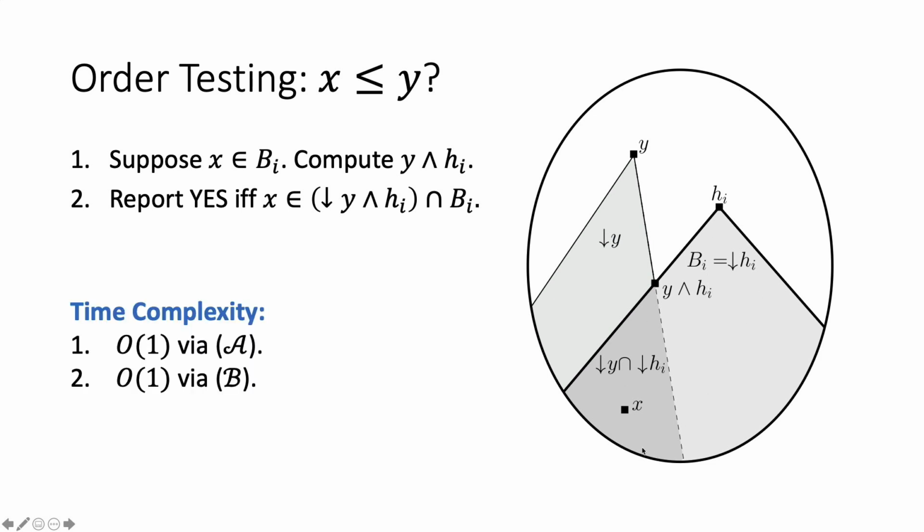Okay, so what's the time complexity of order testing? By our data structure A, we have all the meets of every element with every block header stored. Therefore, that could be computed in constant time with a single lookup. And similarly, we have the downsets of every element intersected with the block in which it resides, also stored in a dictionary, so we can determine if x is in this set in constant time.